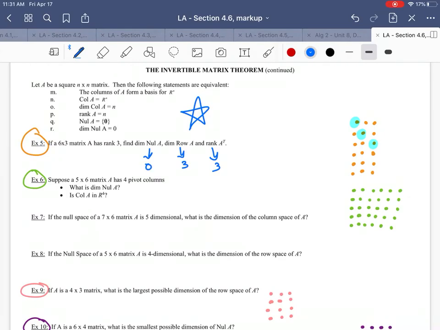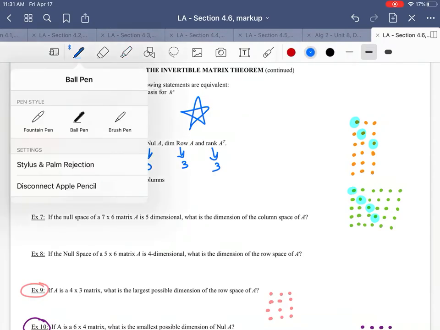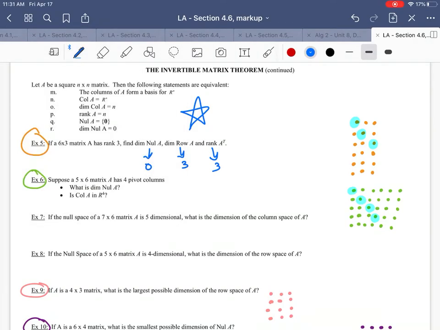All right, next one, example 6. Suppose a 5 by 6 matrix has 4 pivot columns. So I have this green one over here. It's a 5 by 6 matrix and 4 pivot columns. So let's see, 1, 2, 3, 4. That means I have room for 2 free variables at most. All right. So what is the dimension of the null space? My dimension of my null space would be 2. And is the column space in R4? The answer to that would be no, because if you look at my columns, they all have 5 things in them. So no, because each column has 5 entries.